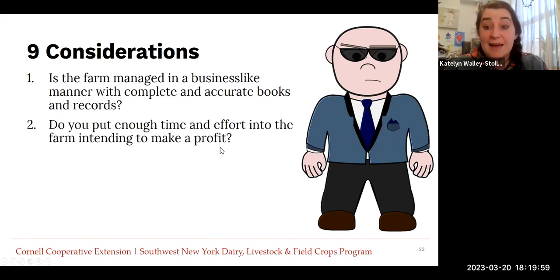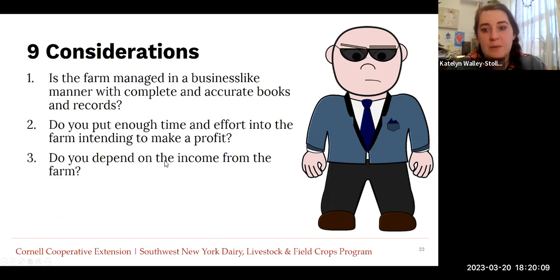Do you put enough time or effort into making a profit? If it's a hobby farm, you're not really putting in time and effort to earn a profit. It's just there for your enjoyment. Do you depend on the income from the farm? Is this part of your family's household budget, or is it just something that you do on the side, and whether or not the farm makes a profit doesn't really matter to you?